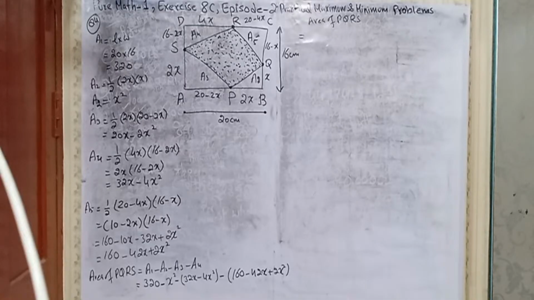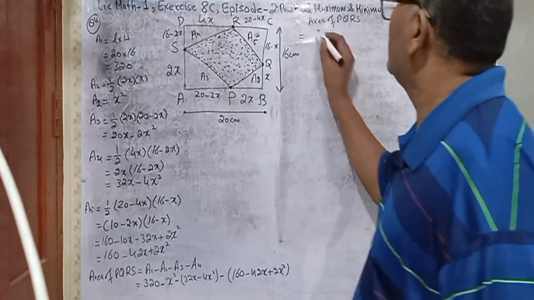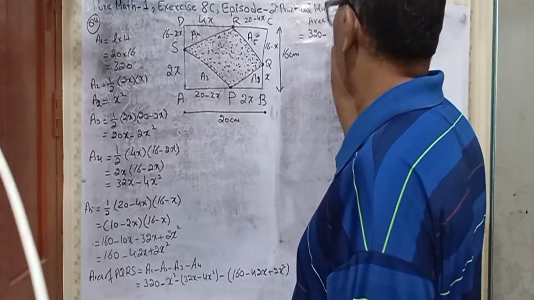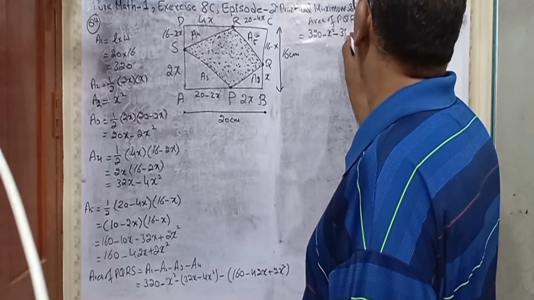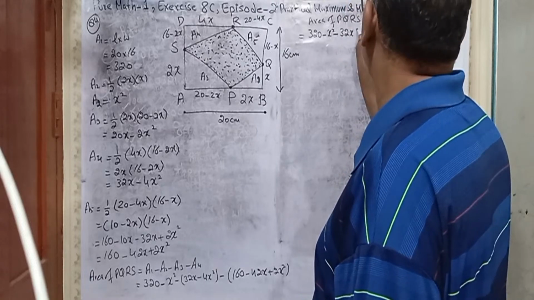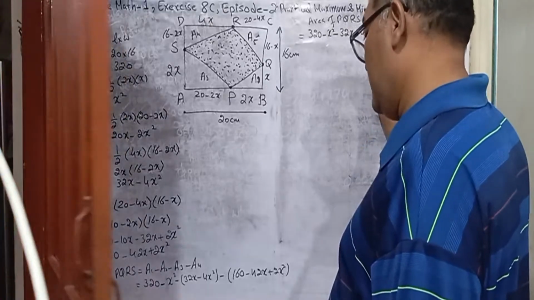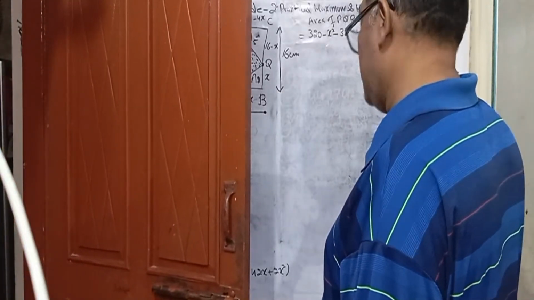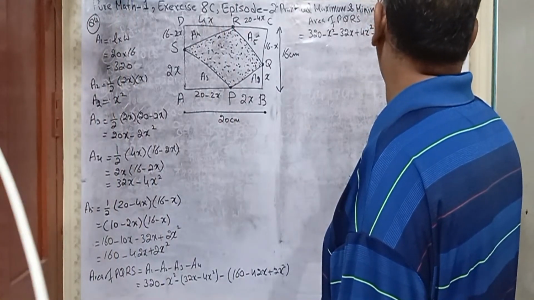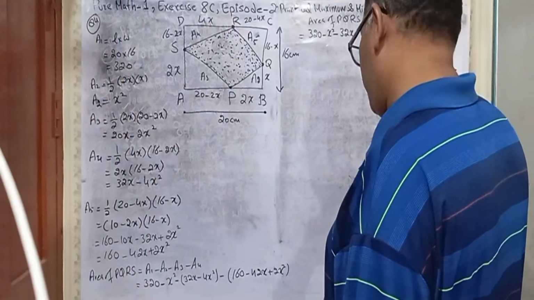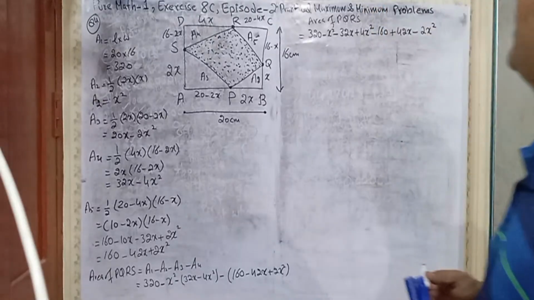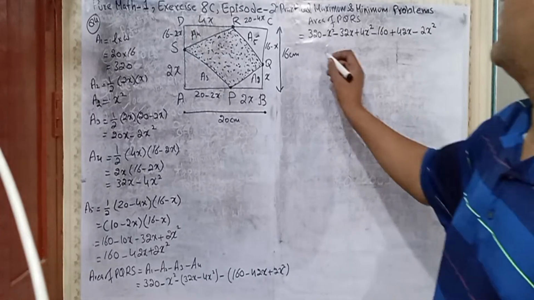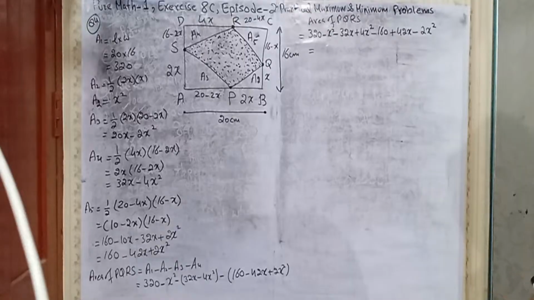Okay, so we will have area 1, that is 320, then you will have minus x square, minus 32x, then you will have plus 4x square, then you have minus 160, then you will have plus 42x, then you will have minus 2x square. Okay, so the area will become equal to how much?